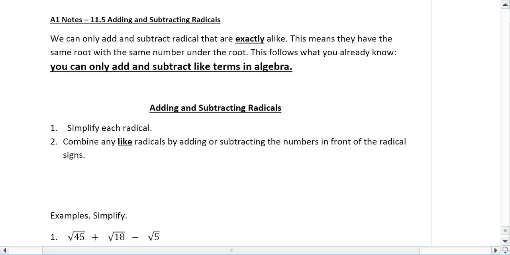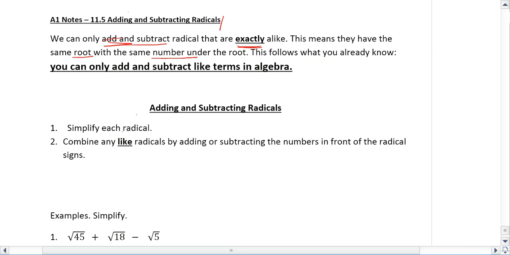Now this really follows everything you've learned so far in algebra, that you can only add and subtract like terms. How long have I been telling you that? So the same thing is true with radicals. You can only add and subtract radicals that are exactly alike. That means that they have the same root, meaning a square root, cube root, fourth root. So the root has to be the same, and the same number has to be under the root.